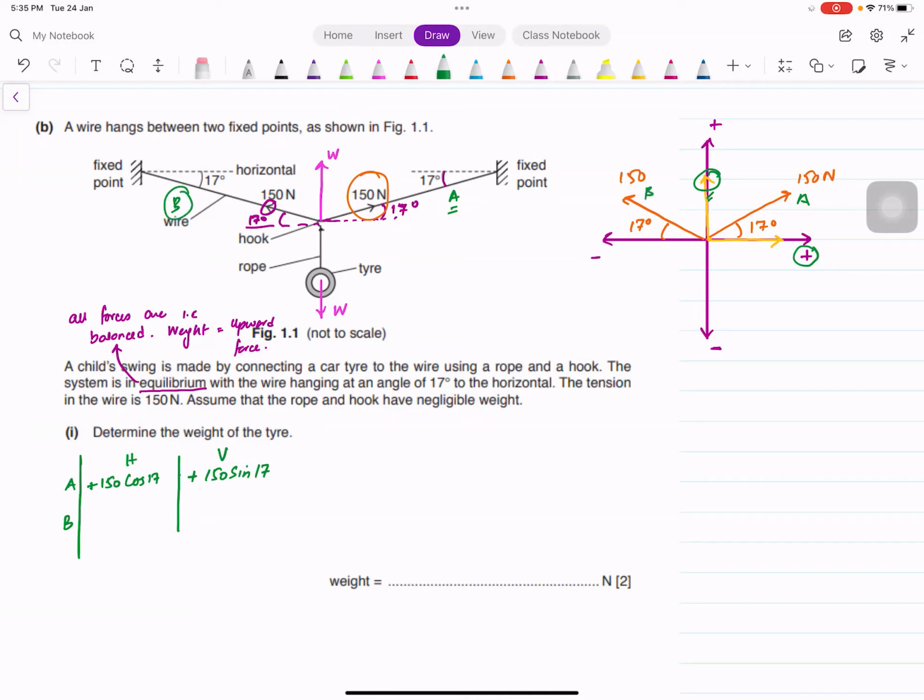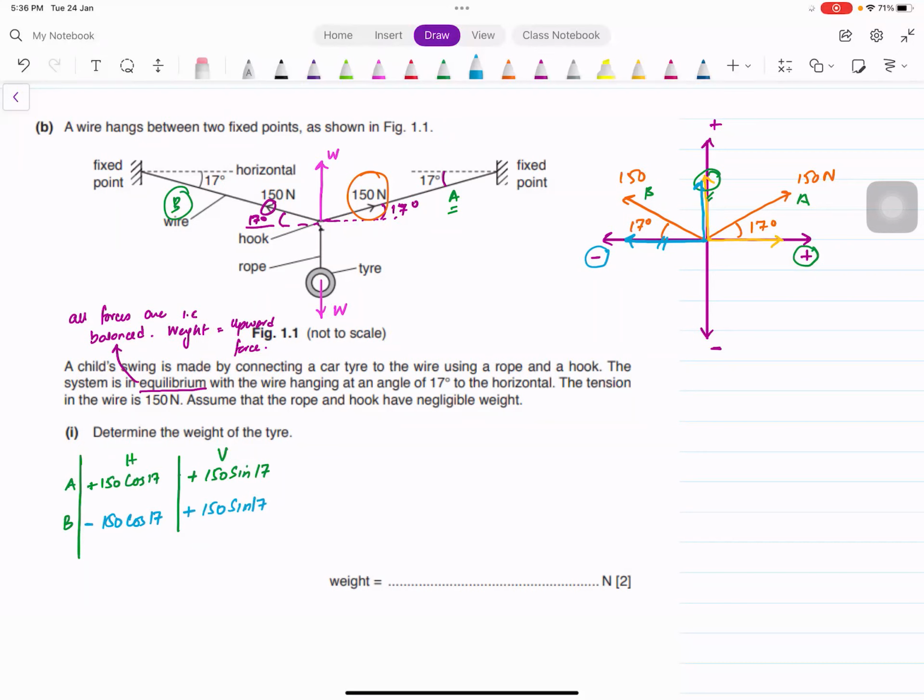For B, if you notice, one vector is like this and the other vector is like this. So this one is going to be 150 cosine of 17. Can you tell me if there's a mistake here? Minus. Yes, because it is towards the left and I've taken negative at the left. So you should remember that towards the left, it should be negative here. And then for the vertical one, it's upwards. I'm going to use 150 sine of 17. And obviously this has to be positive because it's upwards.